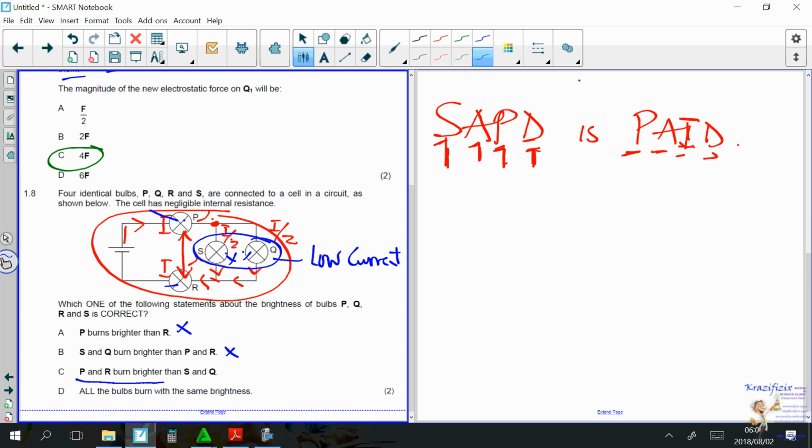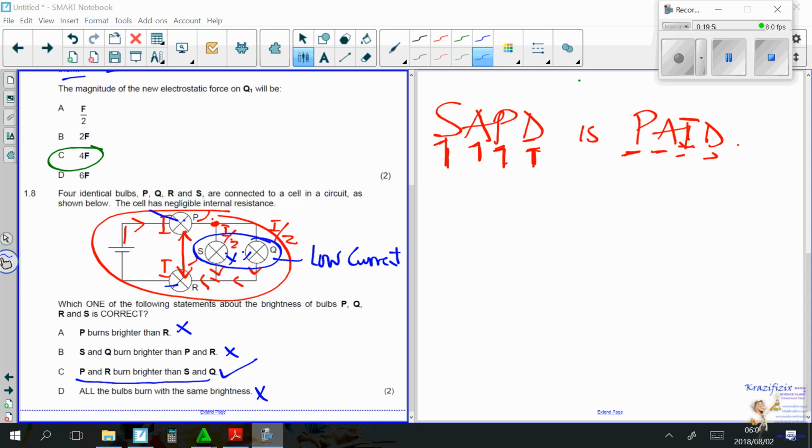P and R will burn brighter than S and Q. Yes, that's what we said. All the bulbs will burn. No, they cannot because they have different current flowing through them. All right, correct option is what? C.